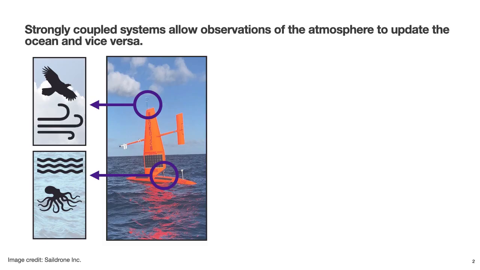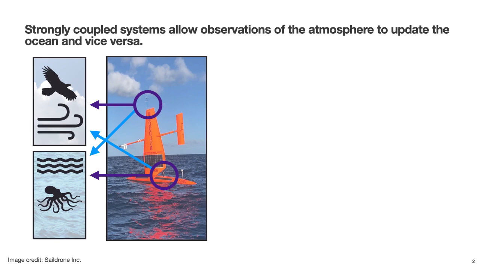Just so that we're all on the same page when we're talking about coupled data assimilation, I'm thinking about two different paradigms. The first is what we would call weakly coupled data assimilation, where observations of the atmosphere are allowed to update the atmospheric model state, and likewise observations of the ocean are allowed to update the ocean model state. This is contrasted with strongly coupled data assimilation, where observations of the atmosphere are allowed to update the ocean model state and vice versa.